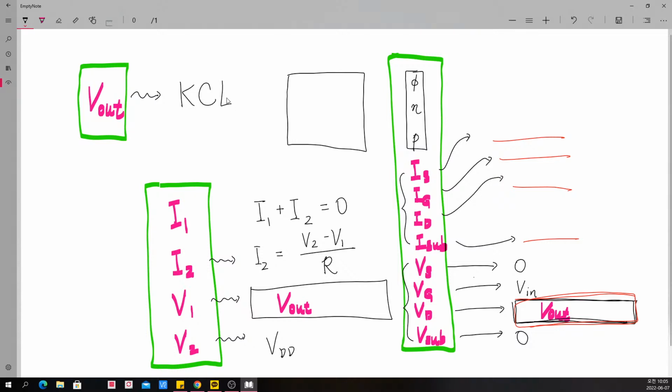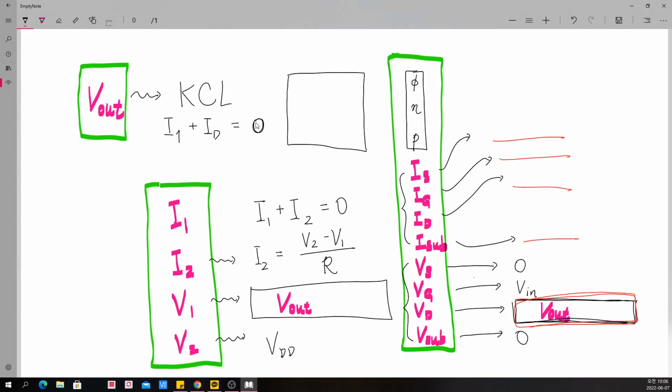Then what is the KCL? In this case, I1 of our resistor and ID of our transistor, their sum should be 0. So that is all for our implementation for this single resistor connected one.